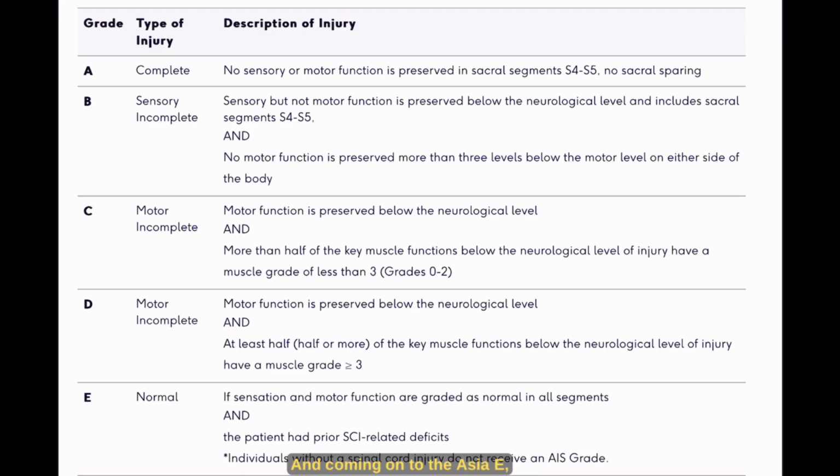And coming on to ASIA E, which is normal. That is, sensation and motor function both are normal in all the segments, and the patient had a previous spinal cord injury related deficit. So now we are comparing it. So we call it the patient has ASIA E.